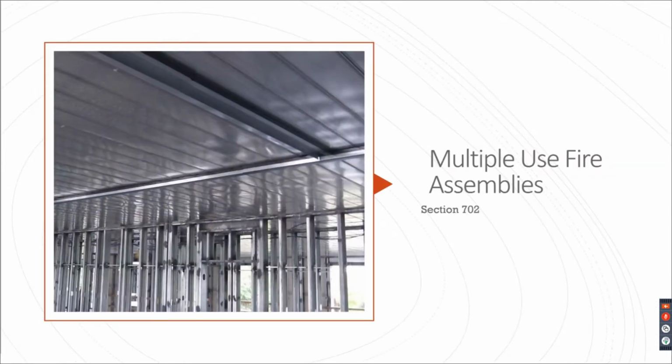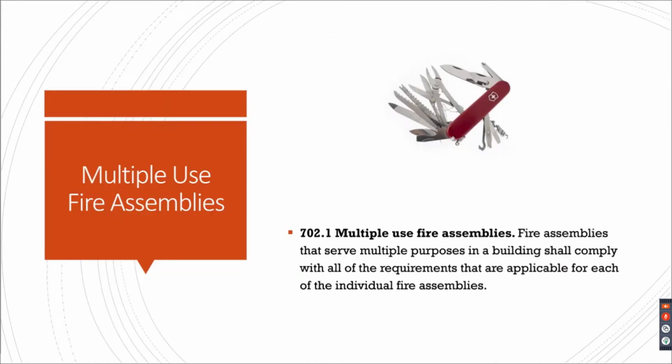And then there's a section, 702, for multiple use assemblies. Many of you know when you have multiple use assemblies, all the requirements, and especially the most stringent, have to apply. But where is that in the code? That's 702.1, the section that says fire assemblies that serve multiple purposes in a building shall comply with all the requirements that are applicable for each of the individual fire assemblies.